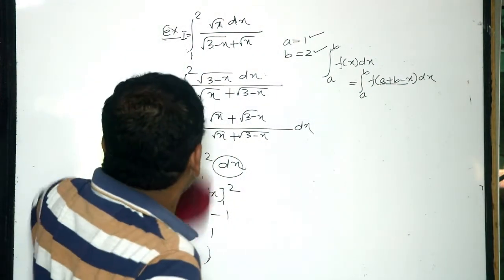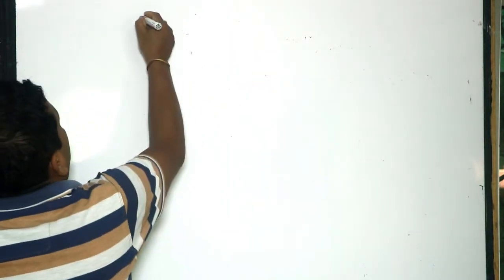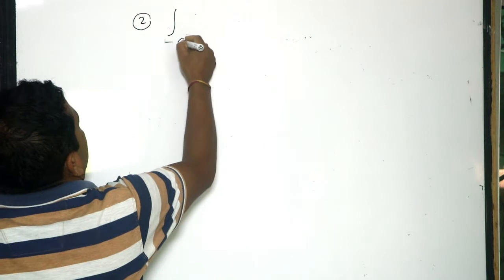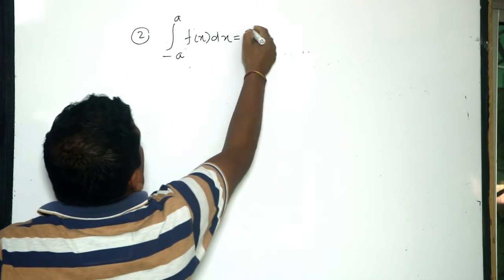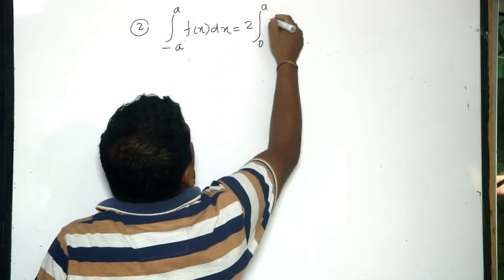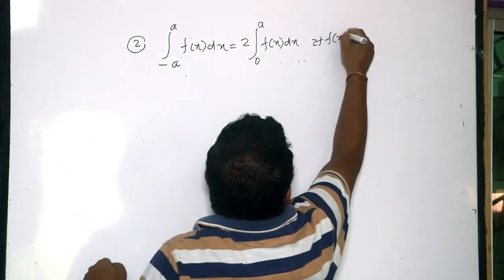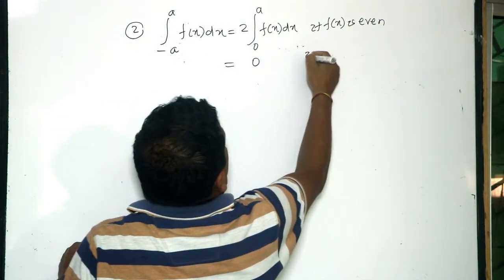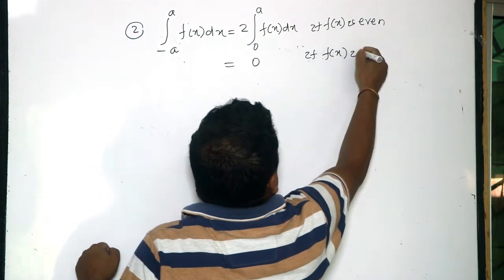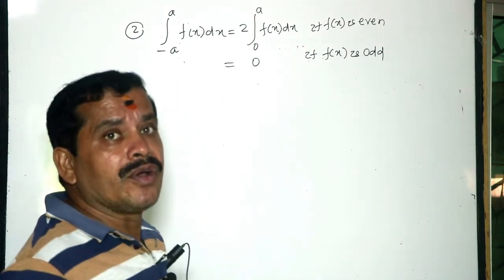Next we move to the second property. The first property is the important one, very important. Number 2: the integration of minus a to plus a f(x) dx will be 2 times 0 to a f(x) dx if f(x) is even, and it will be 0 if f(x) is odd. How do we know whether the function is even or odd?